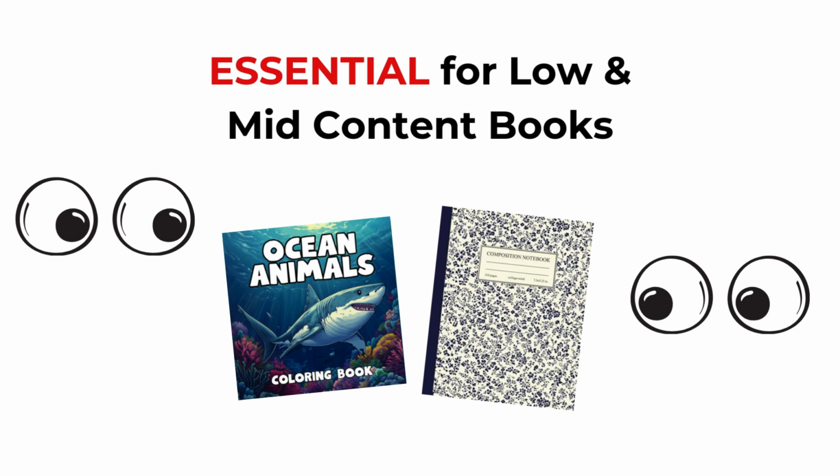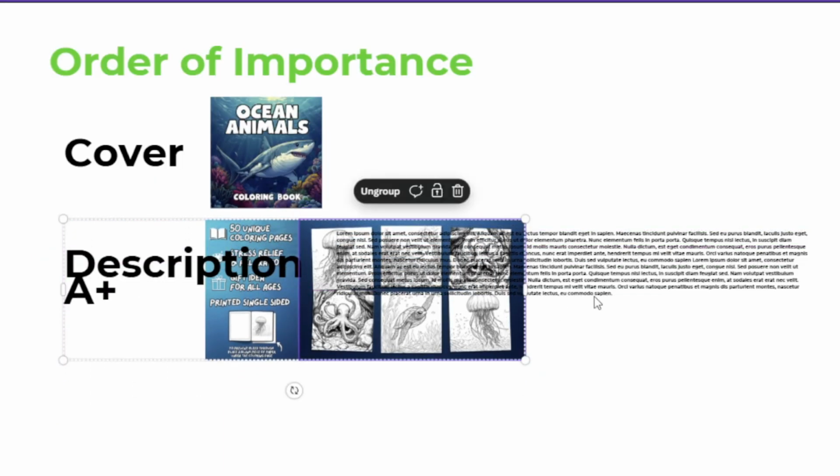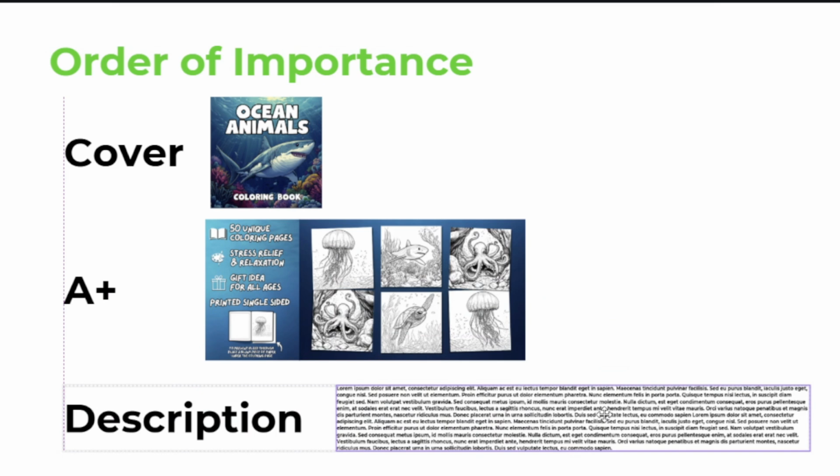I personally publish coloring books exclusively, and in this category, having strong A+ content is absolutely essential. I would even go as far as saying it's the second most important aspect of a book listing after the cover. In my opinion, it carries more weight than a product description, as you can drive the same points home using A+ and do so visually, which is a more effective way of showcasing your coloring book than a boring block of text. Let's take a look at some examples of A+ content.